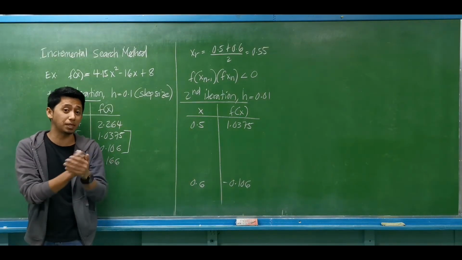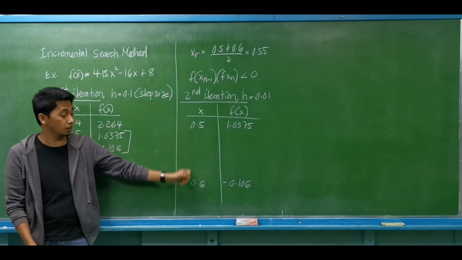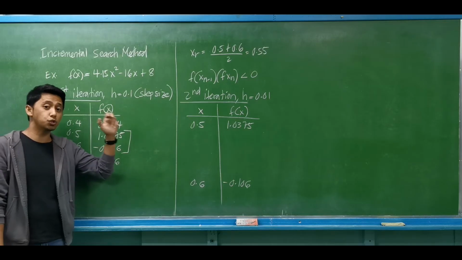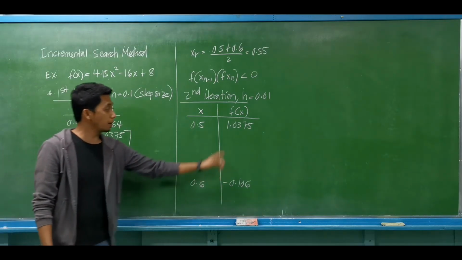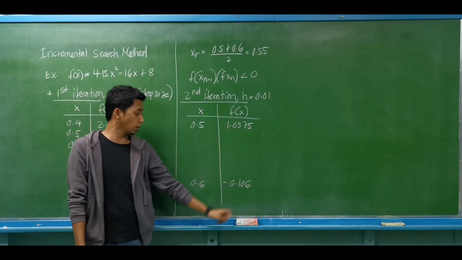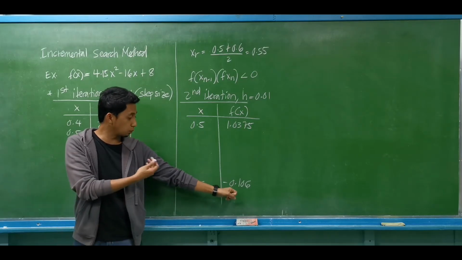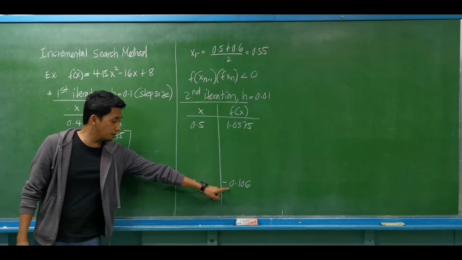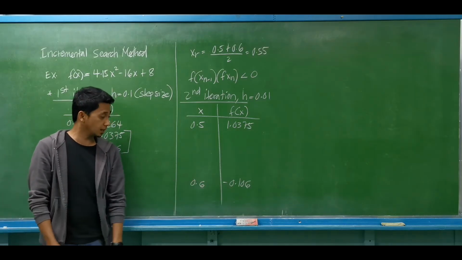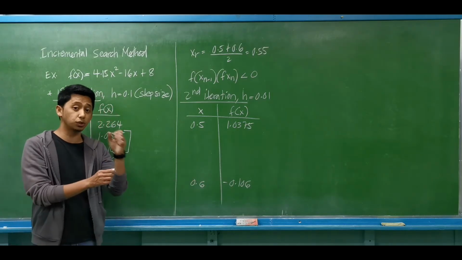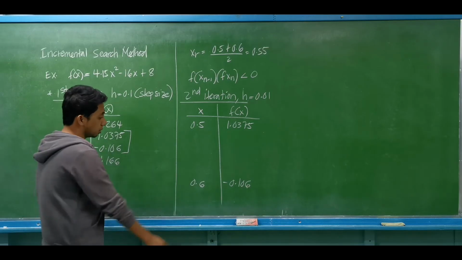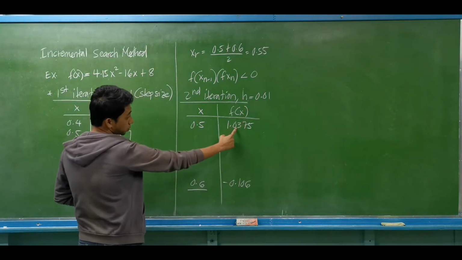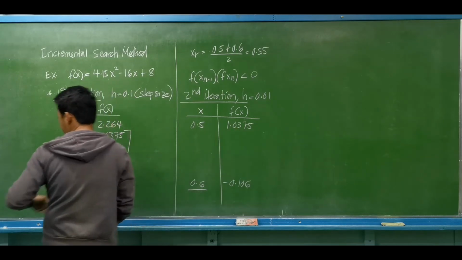So, sino yung mas malapit sa 0? Which among these values will give the equivalent of the function a smaller value closer to 0? Is it 1.0375 or negative 0.106? Obviously, at 0.6 it will give us a value of negative 0.106, closer to the value of 0. Okay, we may start on this one since this value is closer to 0 compared to this value.